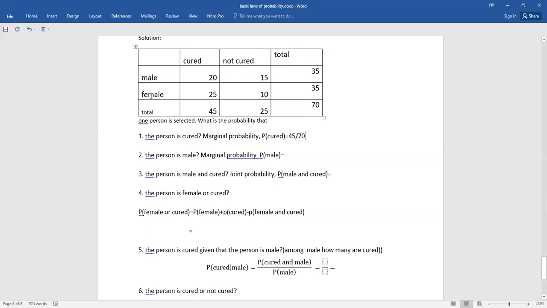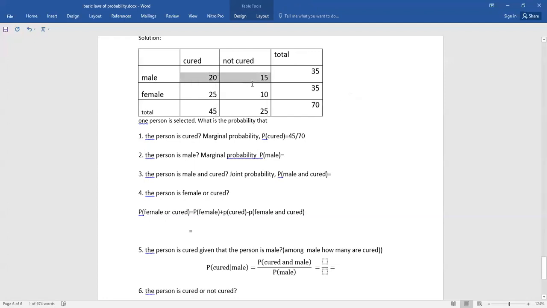Similarly, we can find the marginal probability the person will be female. So 35 over 70. Similarly, the person will be cured, we did it, 45 over 70. Not cured, 25 over 70. So these are the 4 marginal probabilities. If the question says find the marginal probability, you have to do the marginal probability.